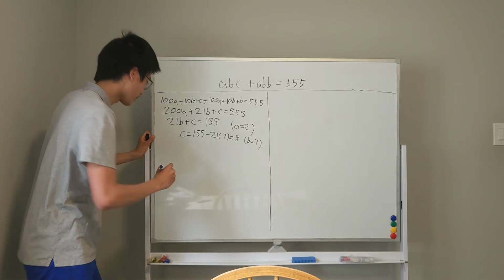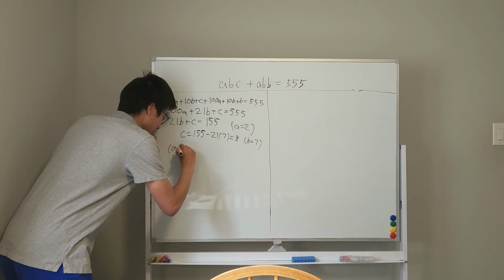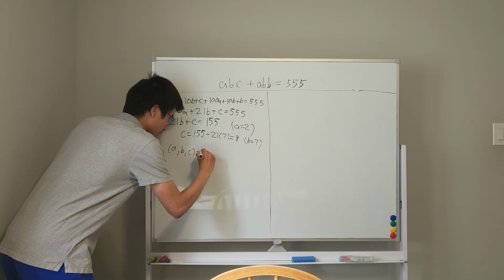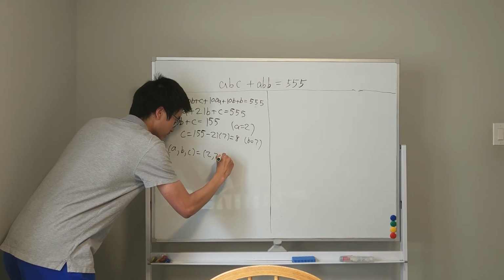All right, so as our final answer, we have ABC equals 2, 7, 8.